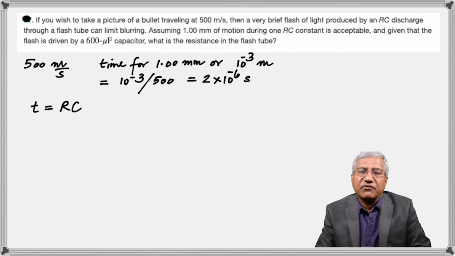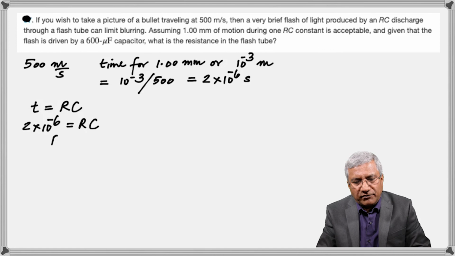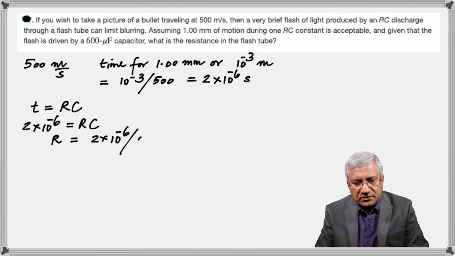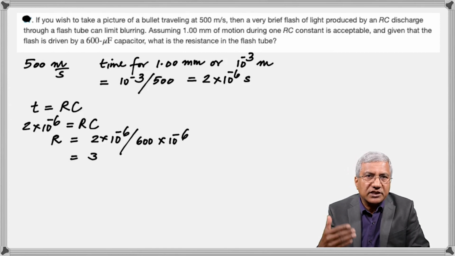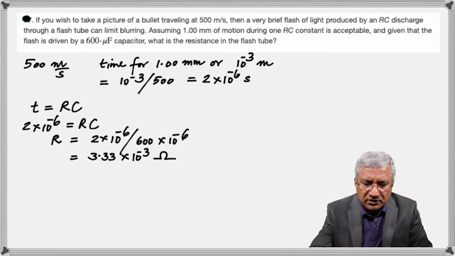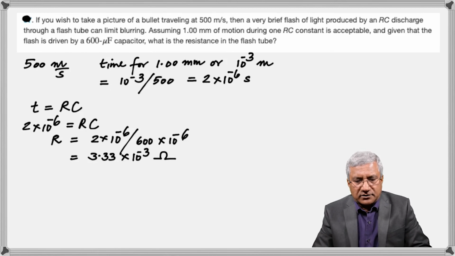So that's the time, but we know that the time is equal to the product of resistance and capacitance. Now that we have the time and we have the capacitance, isn't it easy to find the value of the resistance? It is. So just divide 2 times 10 to the negative 6 by 600 micro. Micro is 10 to the negative 6, so dividing gives 3.33 times 10 to the negative 3 ohms. All right, so that's the first.